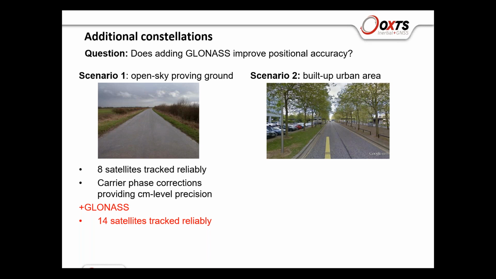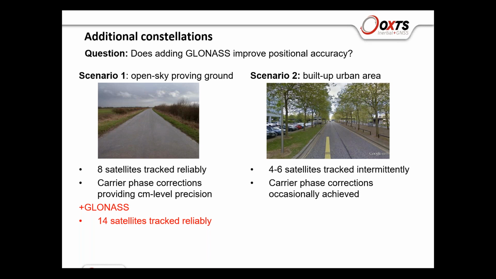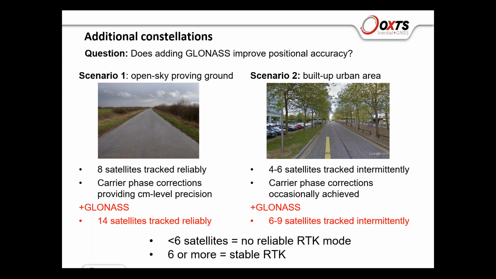Scenario 2, you're in a built-up urban environment. You're tracking 4 to 6 satellites intermittently, and you're only occasionally receiving carrier phase corrections. You add GLONASS constellation in. You're now tracking 6 to 9 satellites intermittently. If you're tracking and using less than 6 satellites, you're not able to hold stable RTK. In order to hold stable RTK, you need to be tracking a minimum of 6 satellites.